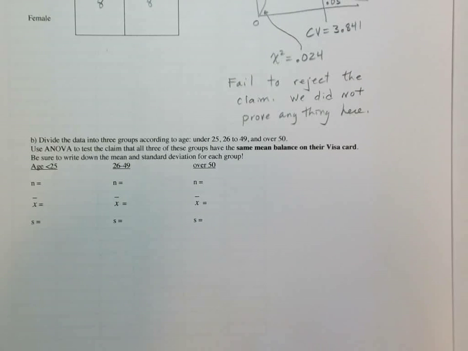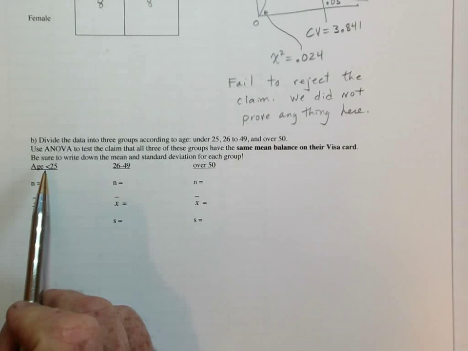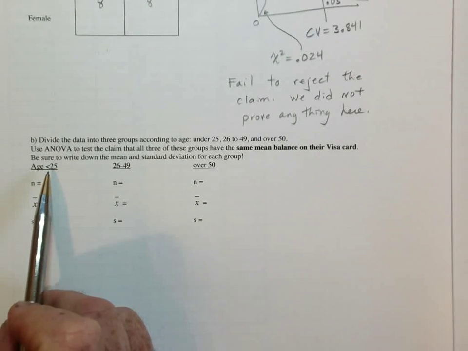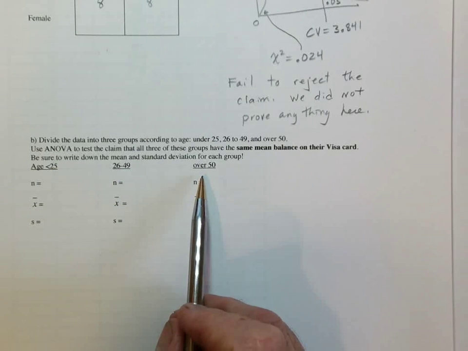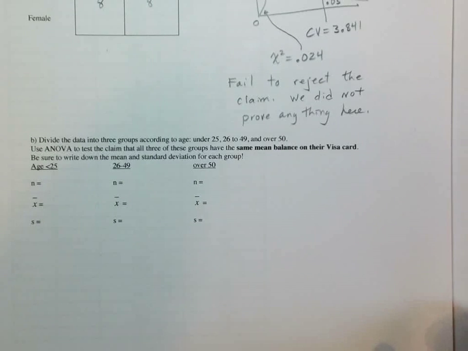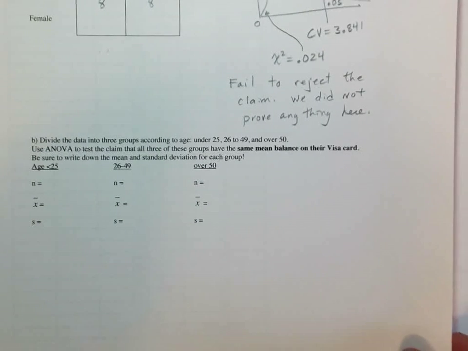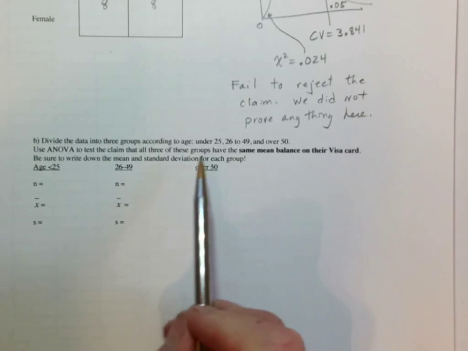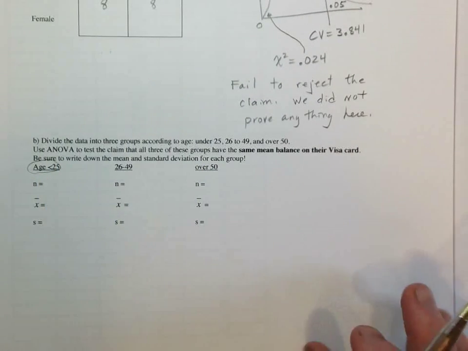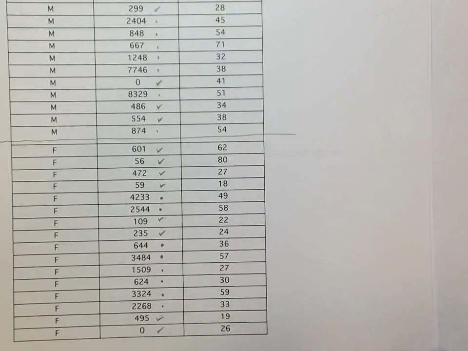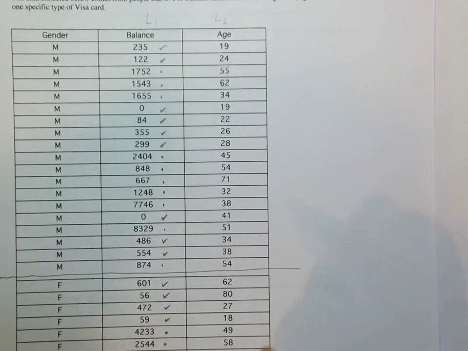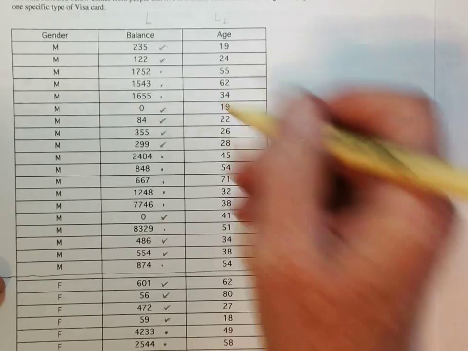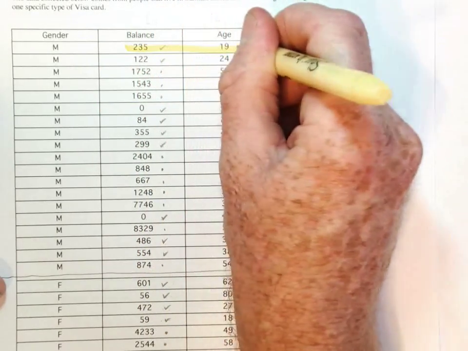So this one, we're now going to break it up by age. Those that are the youngest, less than or equal to 25, those that are middle, 26 to 49 years old, and then those that are over 50. Now, separating the data here is probably the most challenging part of this problem. So first of all, I need to highlight the very youngest. You could go through with a highlighter, or you could use check marks or whatever. This is going to be the people that are under 25. So I would highlight them.